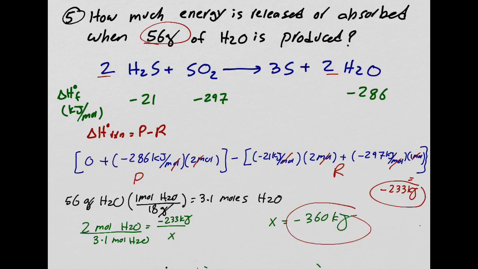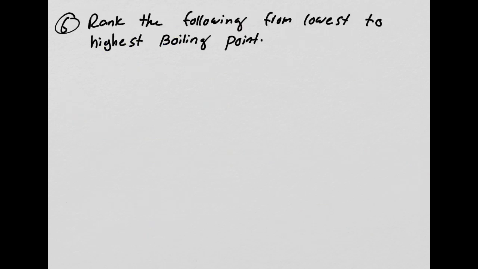Okay, one more time, I'm not repeating myself. This reaction, as is, it would produce 233 kilojoules of energy. Now, I need 2 moles of H2S and 1 mole of SO2 to produce 3 moles of S and 2 moles of H2O. So, when I produce 2 moles of H2O, 233 kilojoules of energy is released. Now, if I have 3.1 moles of H2O that I want to produce, how much energy is going to be released? Okay, you can do it as a proportion. Nice job.